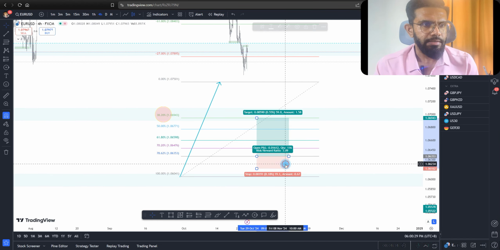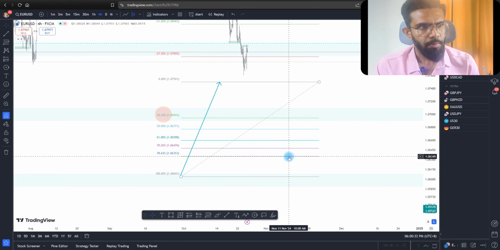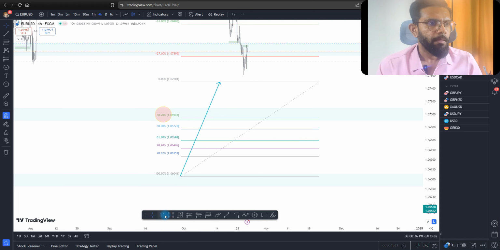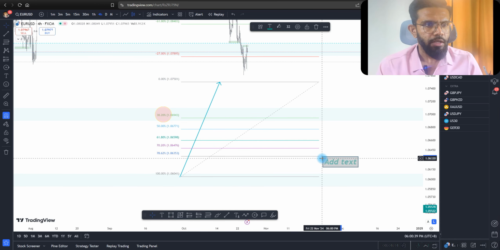But entering here, there's another risk about entering on the point of 78.6. Sometimes you can miss out the trade. So if you're waiting until here, you can miss out the trade.